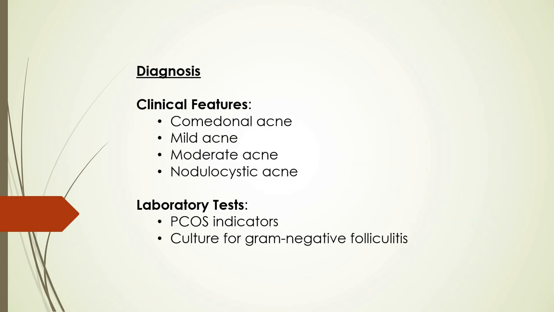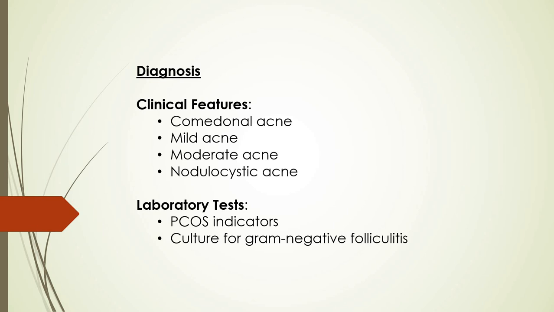Diagnosis. The diagnosis of acne vulgaris is primarily clinical, based on the presence and type of lesions. 1. Comedonal acne. Open and closed comedones with no inflammatory papules or nodules. 2. Mild acne. Comedones and a few papulopustules. 3. Moderate acne. Comedones, inflammatory papules, and pustules. 4. Nodulocystic acne. Comedones, inflammatory lesions, and large nodules greater than 5 millimeters in diameter, often with scarring.